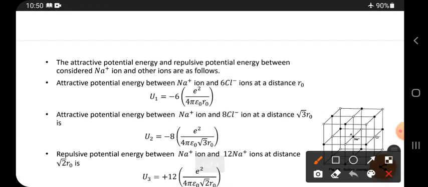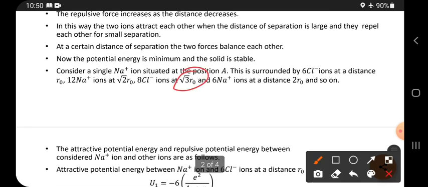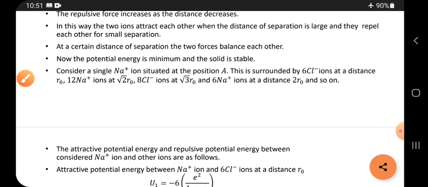Or we can, let me try to explain one thing. We can explain this one. So at root 3 distance, what can we explain? 8 Cl minus we can explain from Na plus. From Na plus, 6 Cl minus are over, from this point 12 Na plus are over, and from this, 8 Cl minus we have to prove at what distance? Root 3 r naught distance.